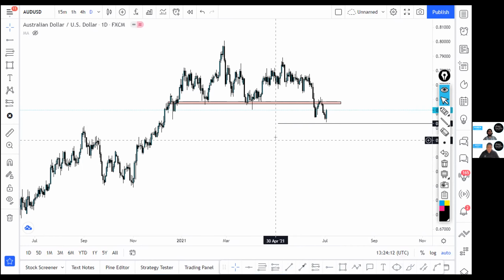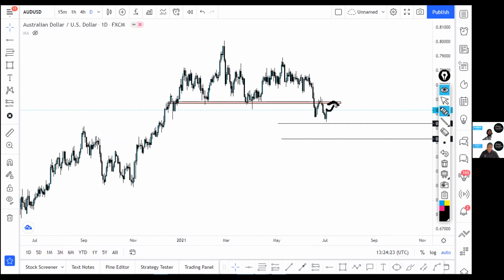So right here. If we get another move to this side and get a rejection candle at this resistance, I will be more interested in selling at this resistance, targeting these areas in coming weeks. So I'll probably share the setup that forms in the market with our community.